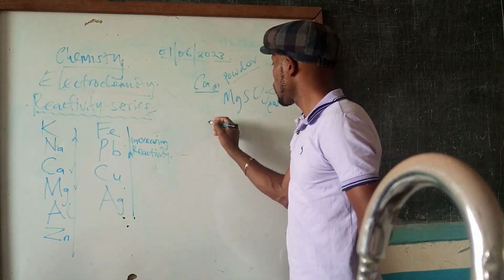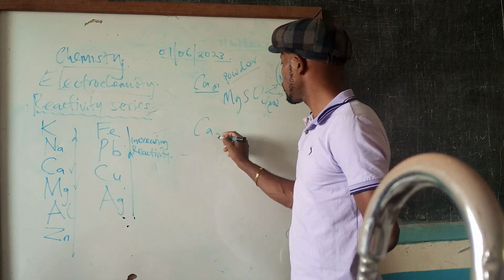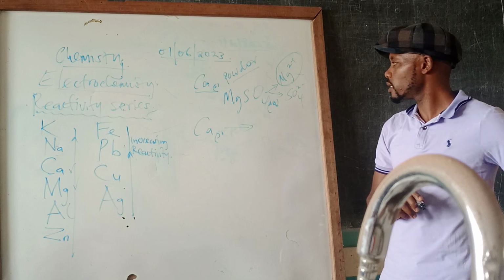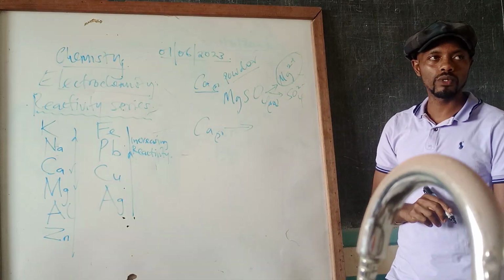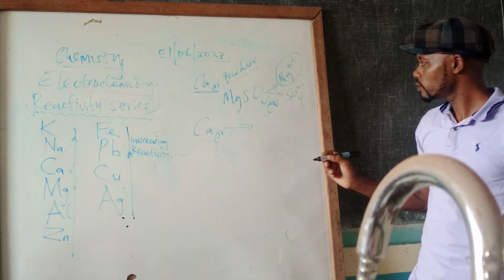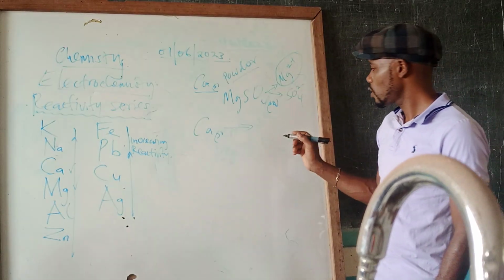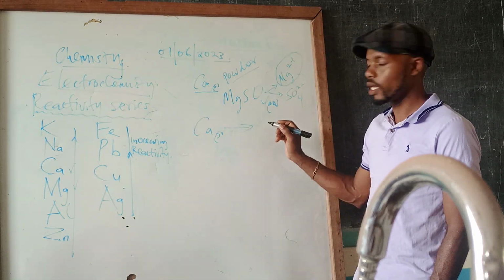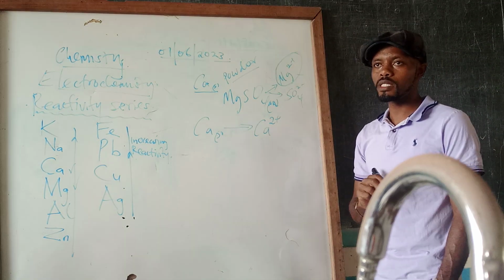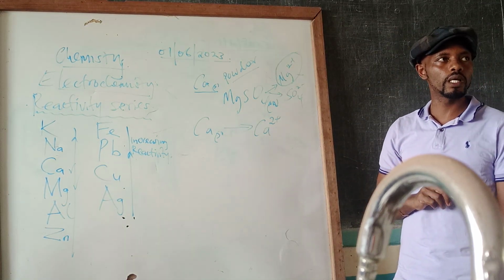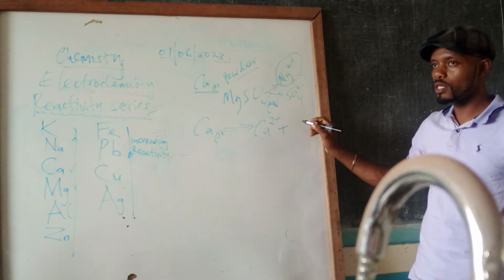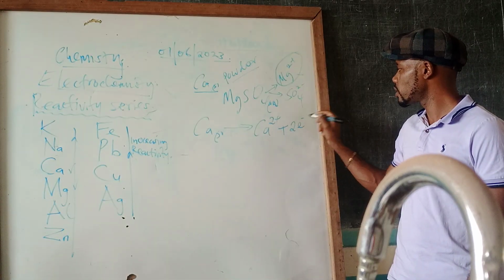So calcium will enter into solution from solid, but it is going to lose electrons. How many electrons will calcium lose? Kenneth: 2. One clap. So calcium is going to lose 2 electrons, so it is going to become calcium 2 plus, because it is a metal. All metals react by losing electrons to become positively charged. And then we balance the equation by writing the electrons it has lost on this side.